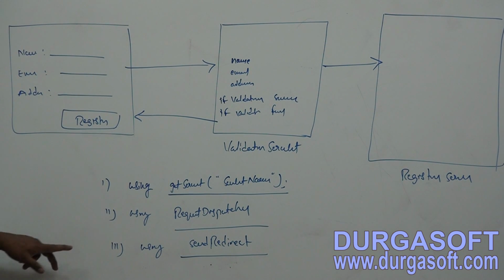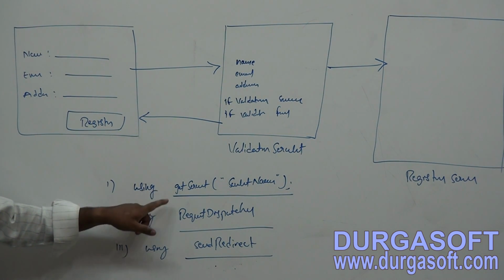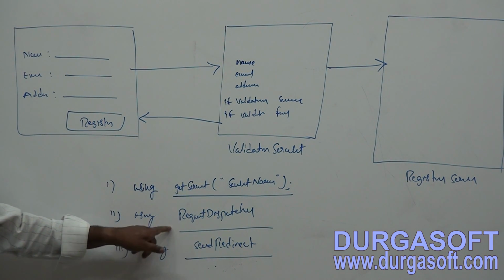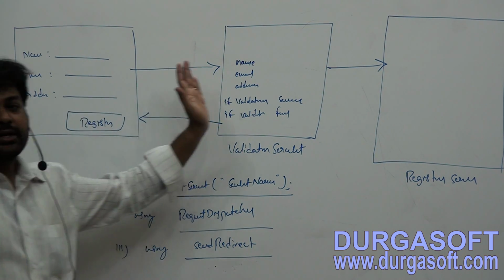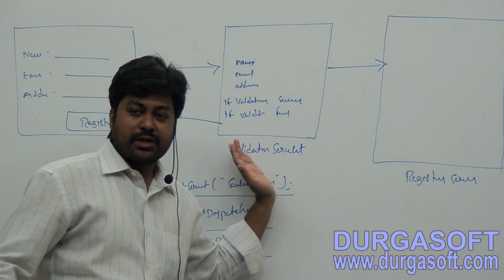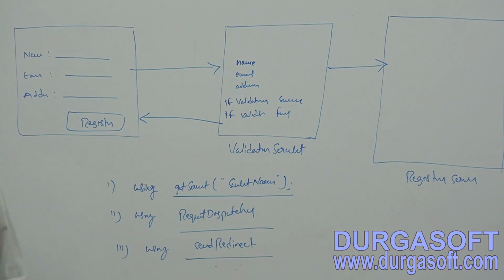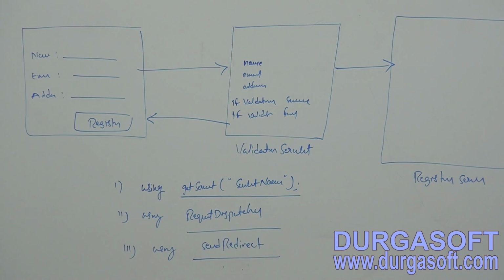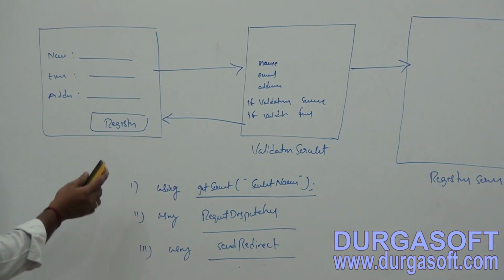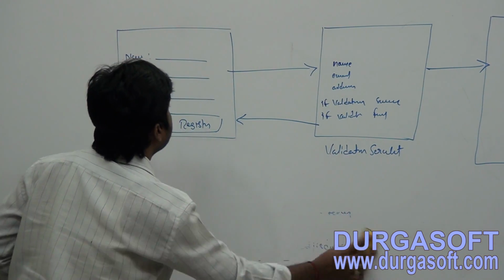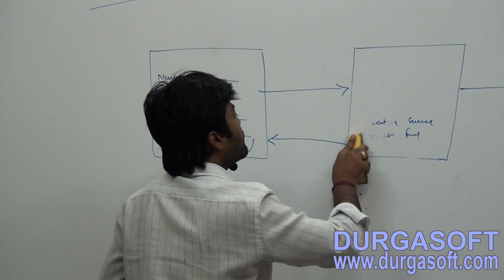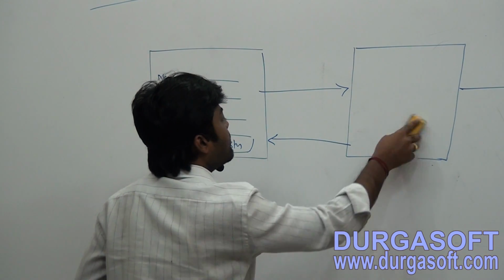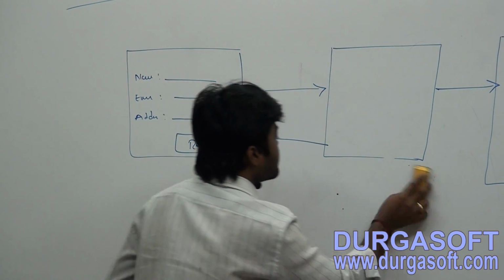Okay, first let's discuss these 2. By using getServlet or else by using request dispatcher, it is possible to make inter-servlet communication. From one servlet to another servlet, we can pass our request. By using getServlet, you can pass your request from one servlet to another. How can we? Once you get the request here, my servlet name is validation servlet and the other servlet name is registration servlet.